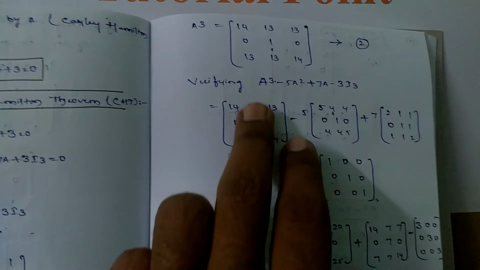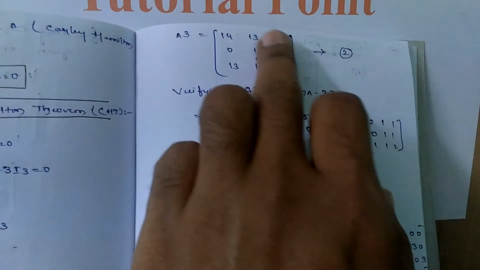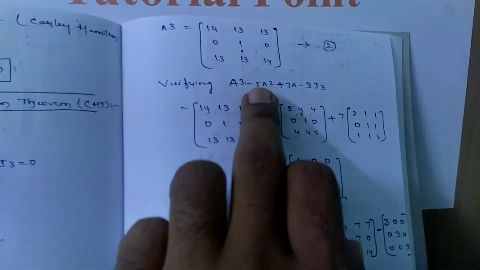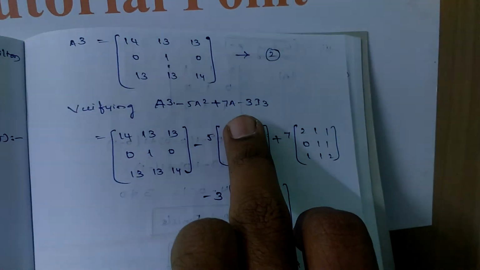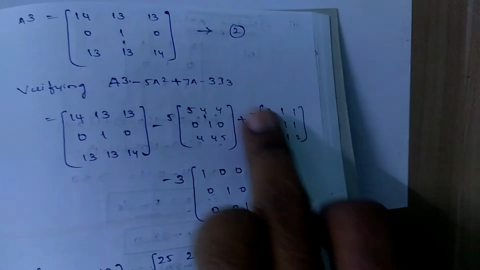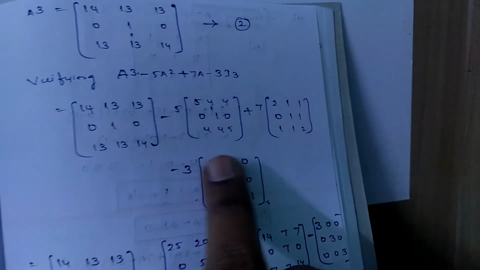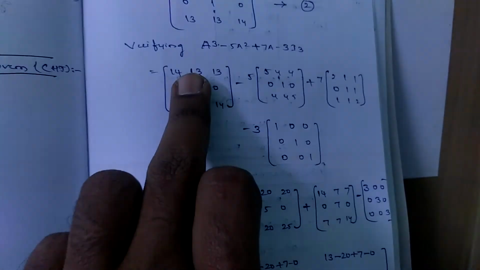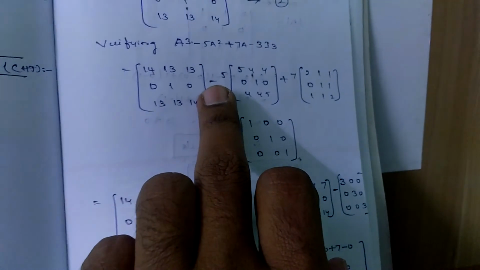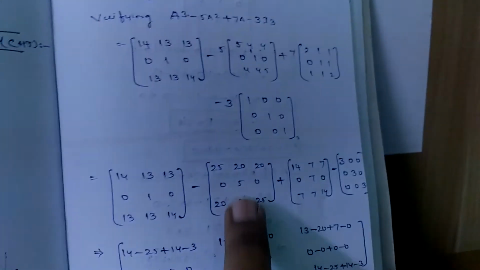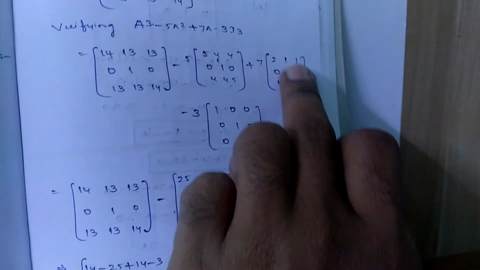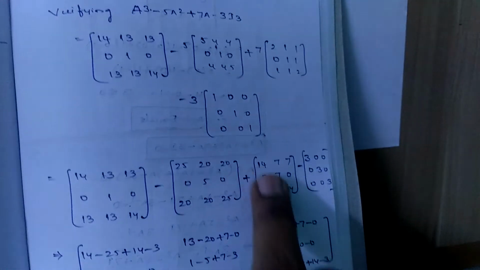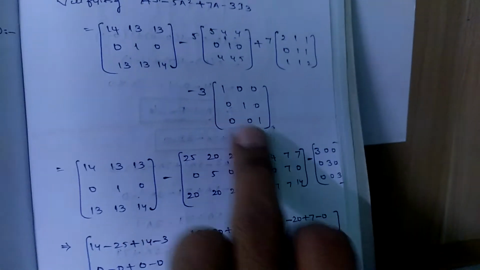Now substitute the values. What is the A cube value we got? This is the A cube matrix, minus 5 into, what is the A square matrix we got? This is the A square matrix. Okay, substitute here, plus 7 into A, the given matrix, minus 3 into the identity matrix of order 3. So 14, this one as it is, minus 5 into, you multiply 5 to this total matrix. Okay, we get like this. Now plus 7, you multiply to each and every element in the matrix. 3 you multiply to the identity matrix.